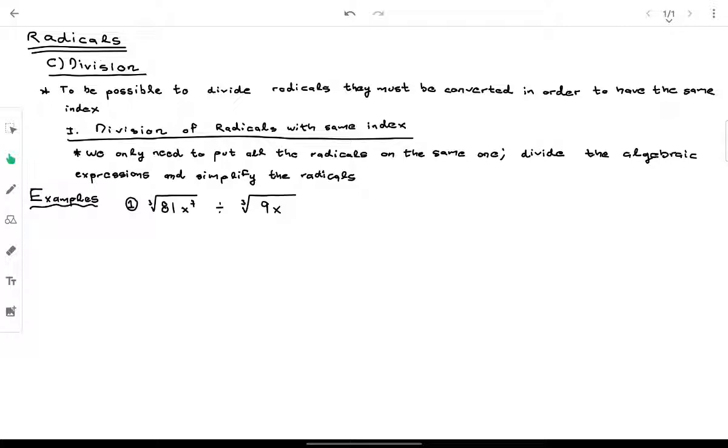If we have the same index, like the topic of today, we only need to put all the radicals under the same one. We will do the algebraic division between the expressions and we will need to simplify the radicals. So it's going to be very simple. Let's see how to do it.